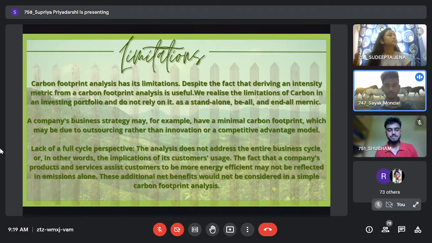Lack of a full cycle perspective. The analysis does not address the entire business cycle, or in other words, the implication of its customers' usage. Despite the fact that a company's products and services assist customers to be more energy efficient, this may not be reflected in emissions alone. This additional net benefit would not be considered in a simple carbon footprint analysis.